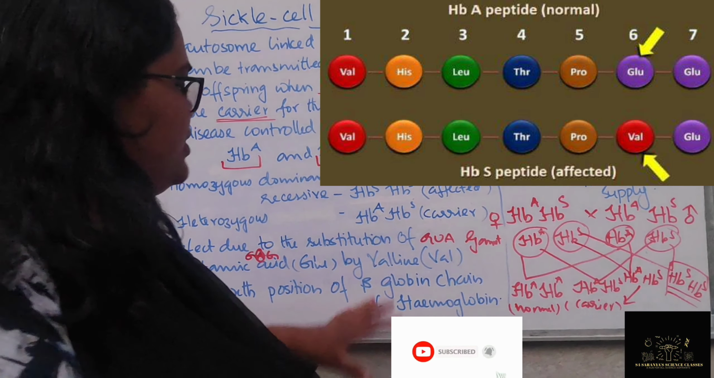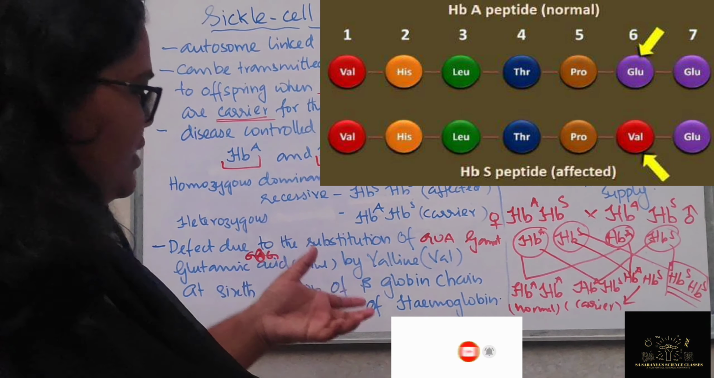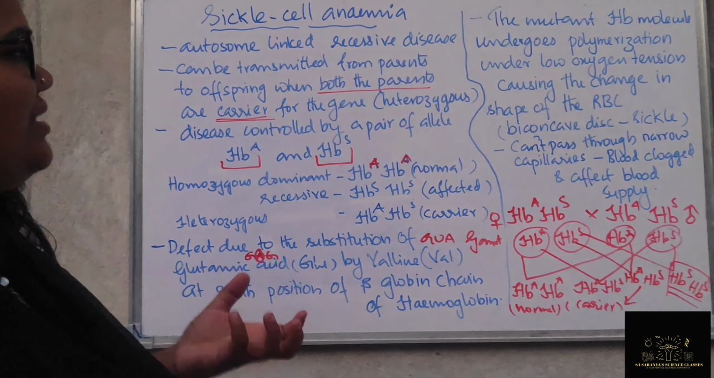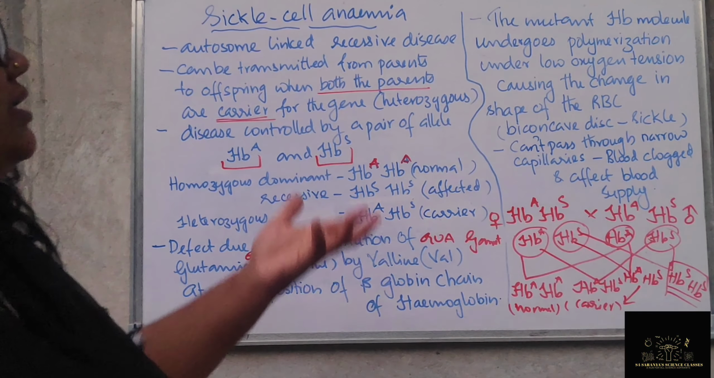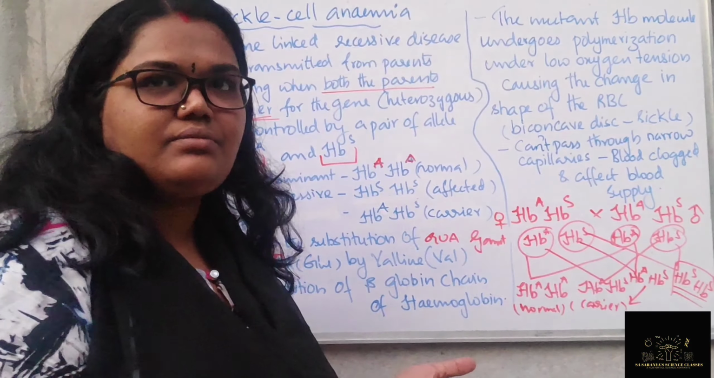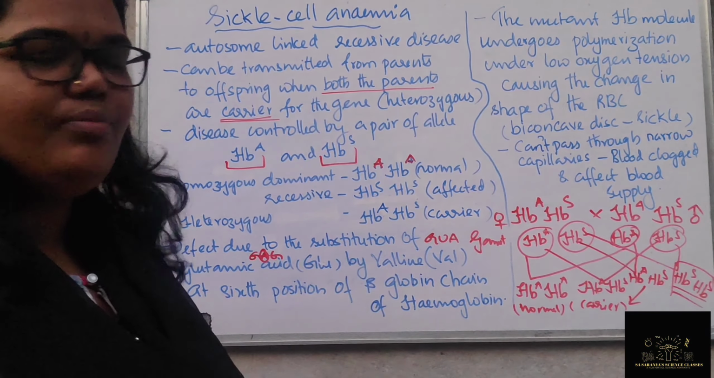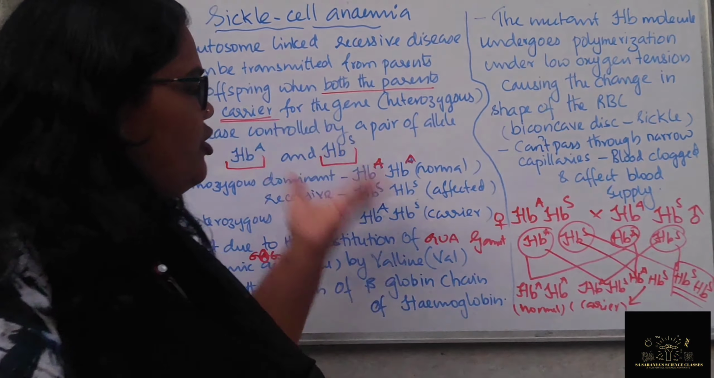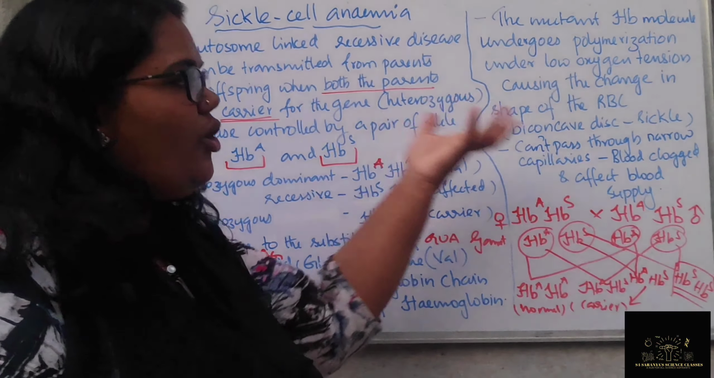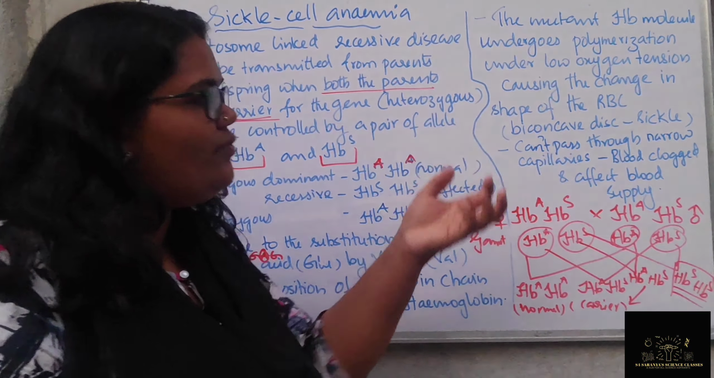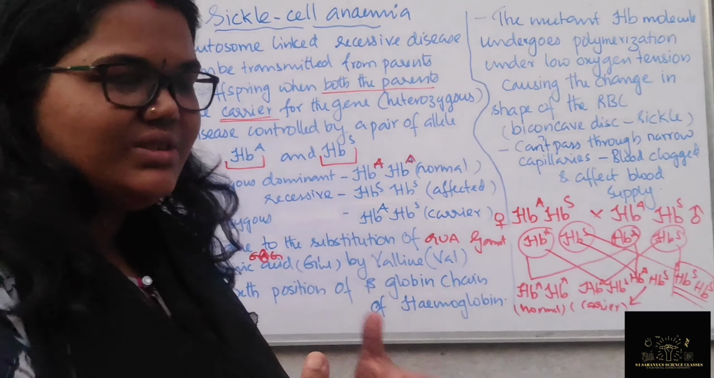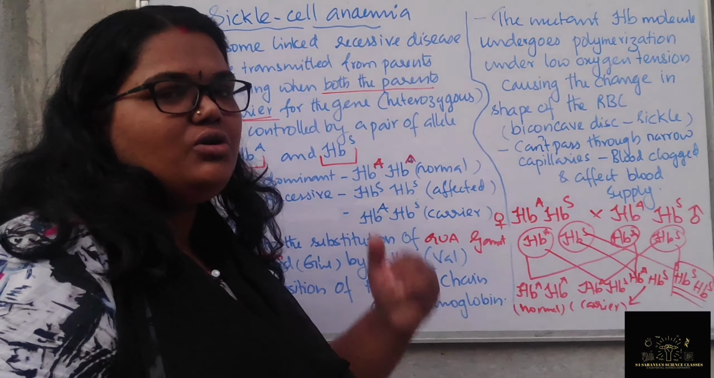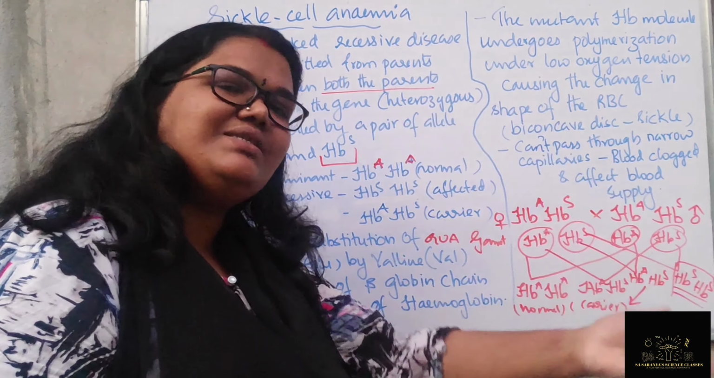And here you can see the mutant hemoglobin, right? So if it is mutated to valine, the mutant hemoglobin molecule undergoes polymerization under low oxygen tension. That means hemoglobin cannot carry proper oxygen, so there will be low oxygen tension. At that time this hemoglobin molecule will undergo polymerization and it will cause a change in the shape of the RBC, right? That is actually the biconcave disc shape, the normal shape, and it will be changed into the sickle shape, right?